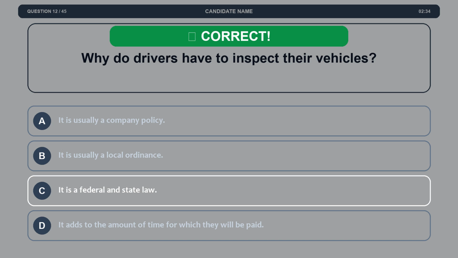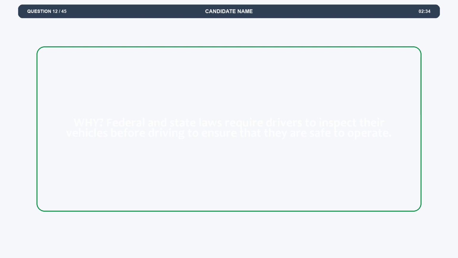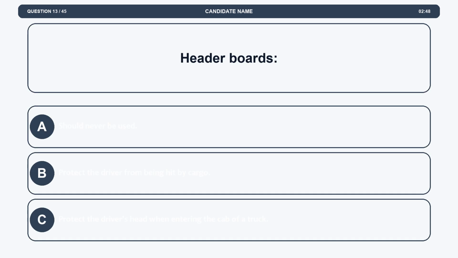The correct answer is option C. It is a federal and state law. Explanation. Federal and state laws require drivers to inspect their vehicles before driving to ensure that they are safe to operate. Question 13. Header boards. Option A. Should never be used. Option B. Protect the driver from being hit by cargo. Option C. Protect the driver's head when entering the cab of a truck.